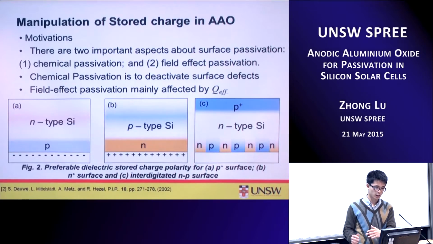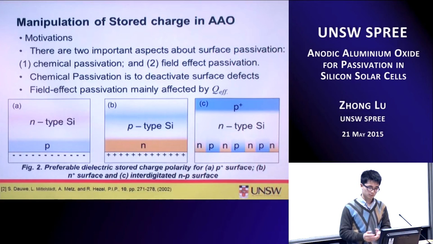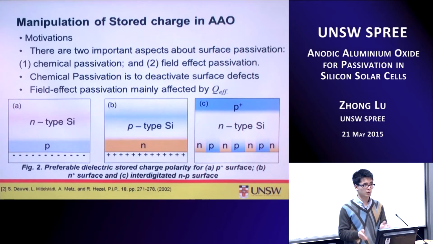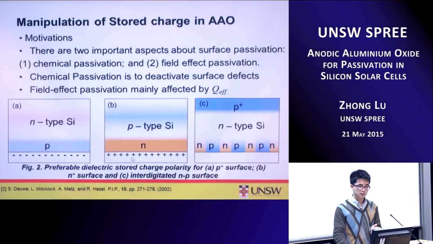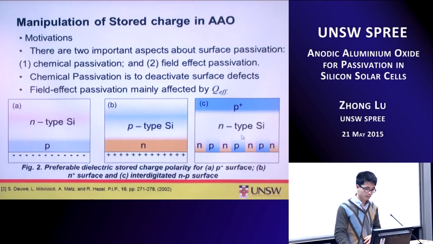And for the other case where we are passivating the N-type surface, it's good to have a positive stored charge. And that's one of the reasons why people are using silicon nitride when they passivate the phosphorus emitter, and using aluminum oxide to passivate the P-type surface. But if we have a structure like this, interdigitated P and N, then what's the polarity?